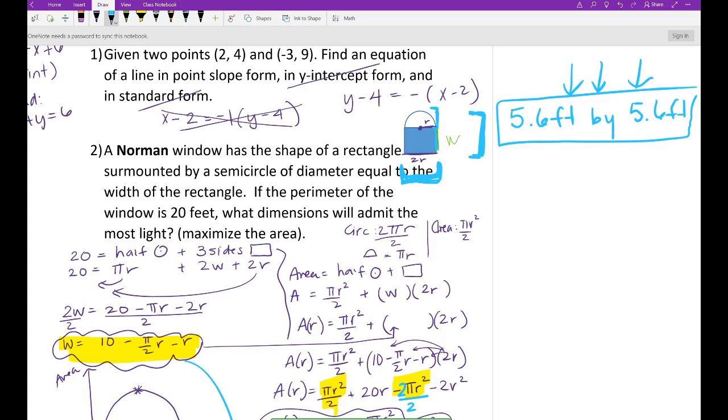So the height with the rectangle and the semicircle is 5.6. Right, because the width is 2.8, the radius is another 2.8, so that's a total of 5.6 for the height of the entire window. And the base is 2R, but radius was only 2.8, so 2 times radius would be 5.6 as well.